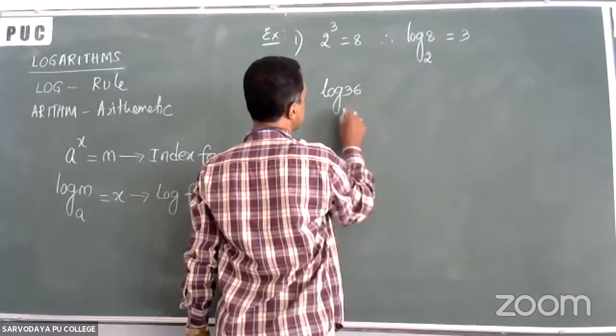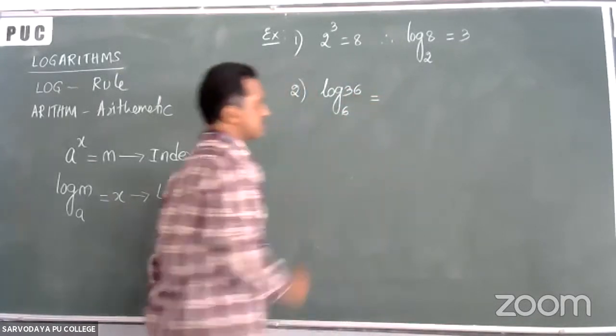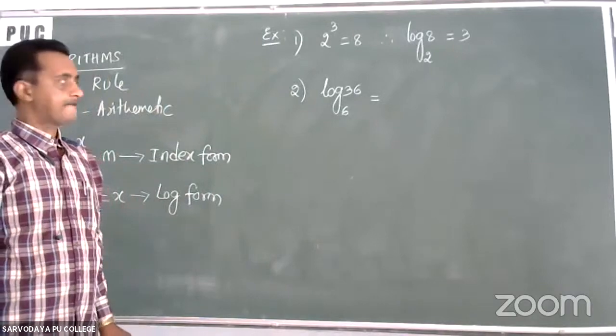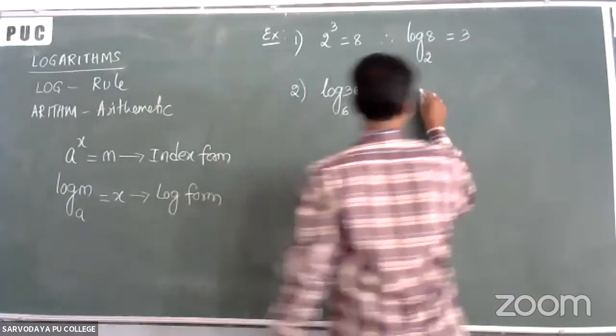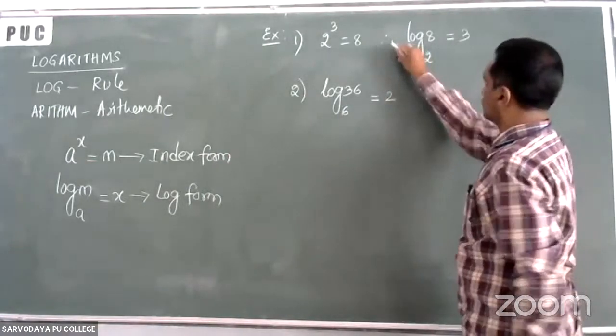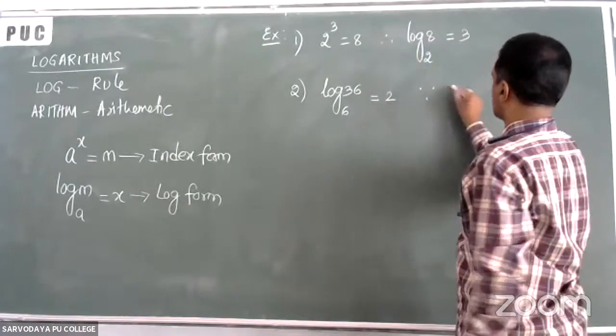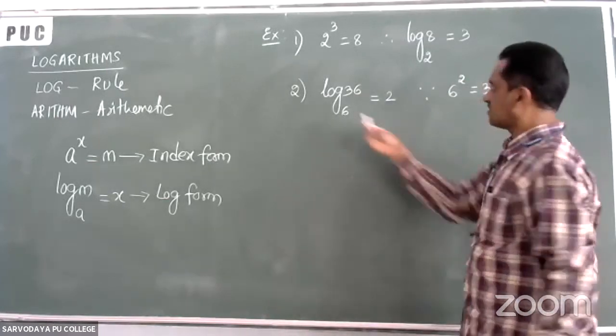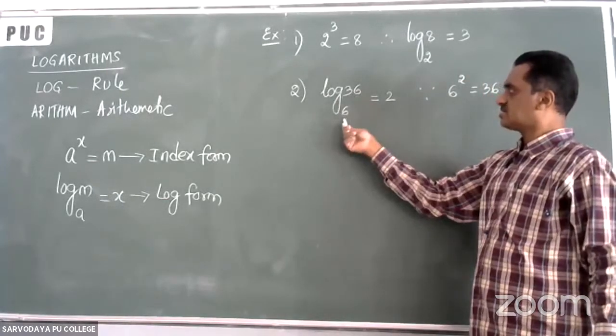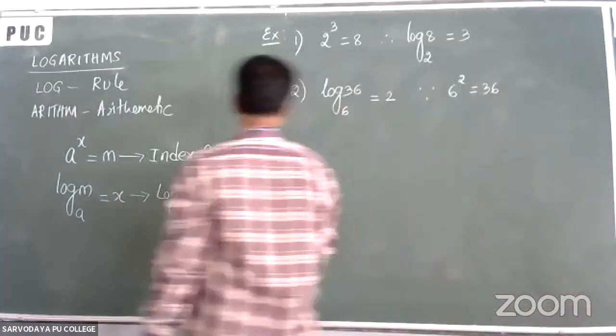Log of 36 to base 6 is equal to how much? I write 2. Why? Because 6 square is equal to 36. Because of that, logarithm of 36 to base 6 is 2.